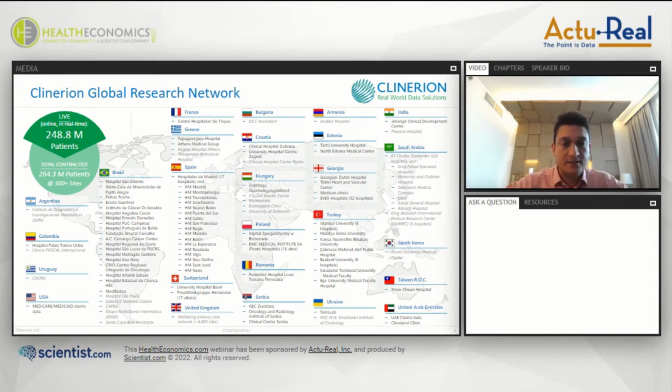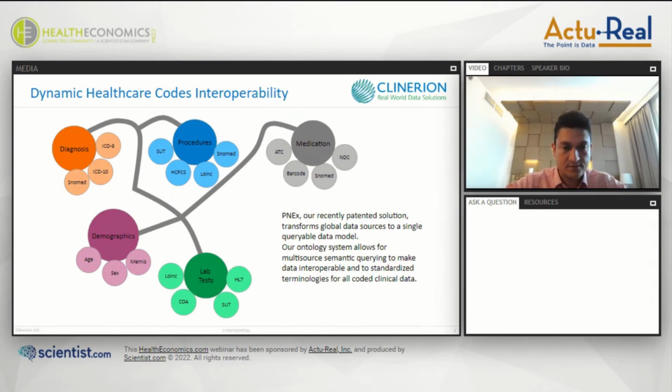In the next slide, we see the type of data that we work with. So this is data that is in these 5 data categories: diagnosis, procedures, medications, demographics, and laboratory test results. Why is this important? The reason is because with this data, you are able to create inclusion and exclusion criteria with data that has been created by the hospital itself.